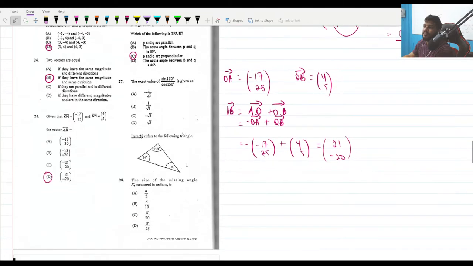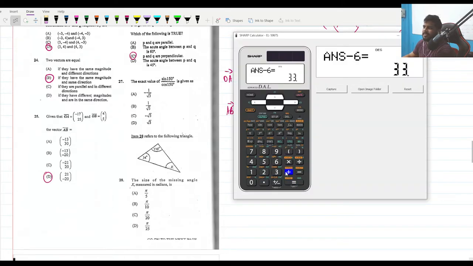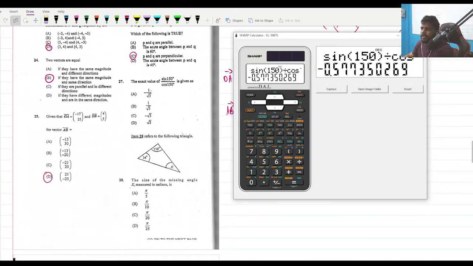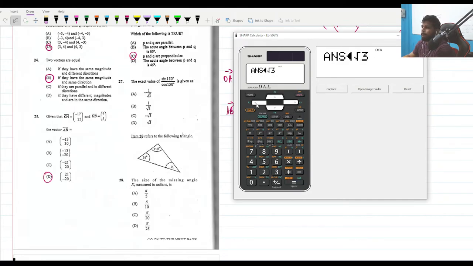The exact value of this is given as, brother man, this one is an easy one to pull through. Pull it up on your calculator: sine of 150 divided by cosine of 150 equals, that is a negative number, so it could either be A or C. I'll just check C. C is negative root 3. Nah. Right, I just minus them. If I plus root 3, I'll get back my answer. And then 1 over root 3 is supposed to be 0.577. 1 divided by root 3 is 0.577. So the answer is A.